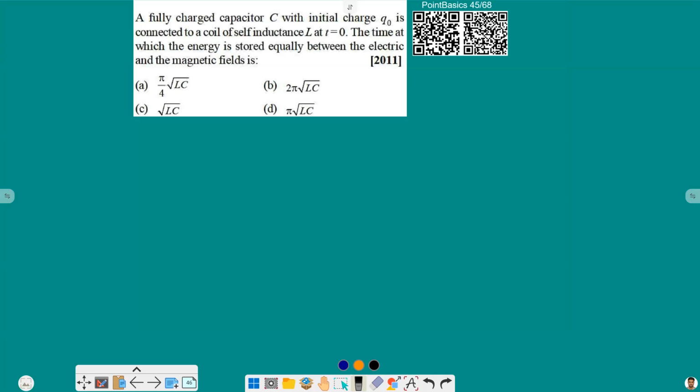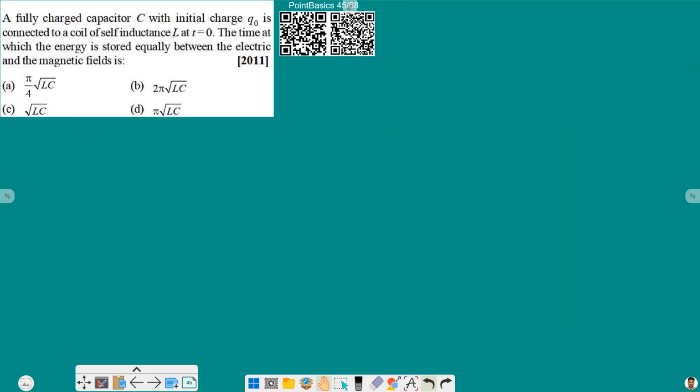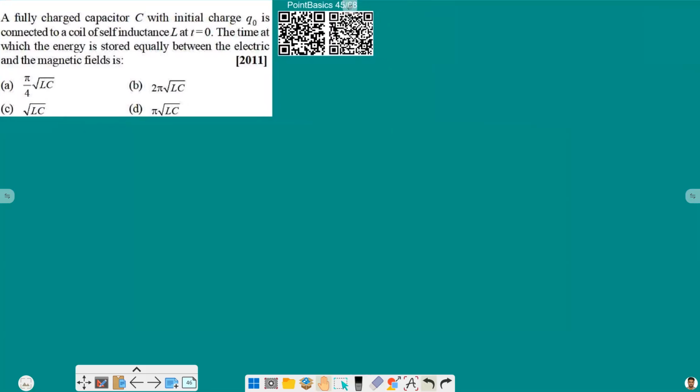First of all, we need to know the formula for energy stored in both the capacitor and the inductor, because in a capacitor energy is stored in the form of an electric field, and in an inductor energy is stored in the form of a magnetic field. So for a capacitor, energy stored is half CV square.